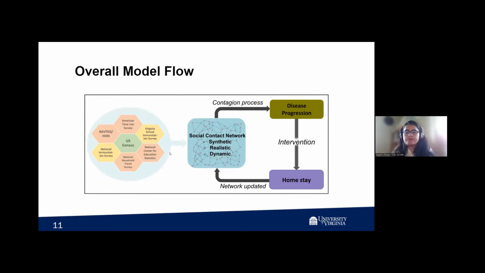So to summarize, we have a social contact network that comes from different sources of census, activity data, and immunization data. Then we set a contagion process on it by which the disease progression happens. Throughout the disease progression, the interventions are applied, which manipulate the network for the given number of days based on the intervention. And then we do the cycle for 365 days per scenario. So that was about the disease simulation.